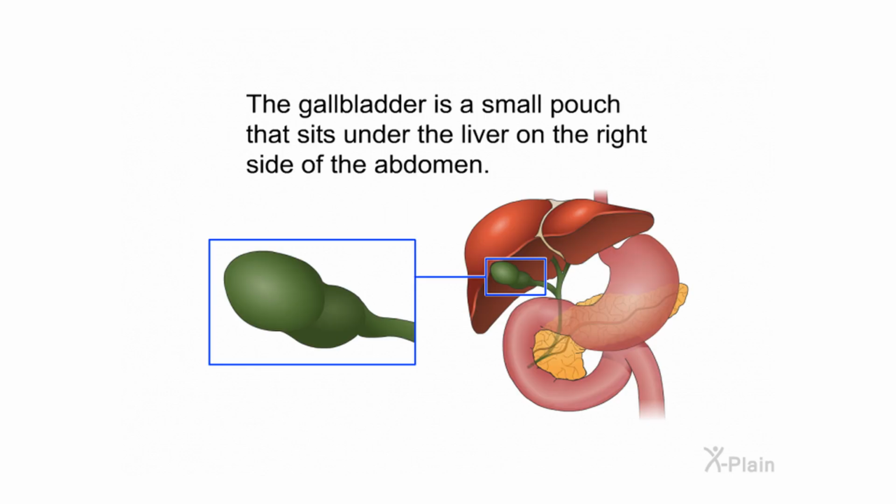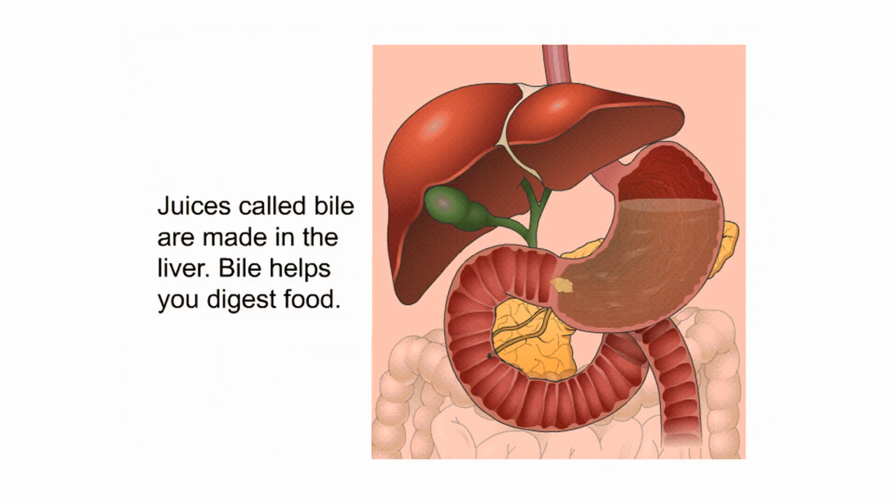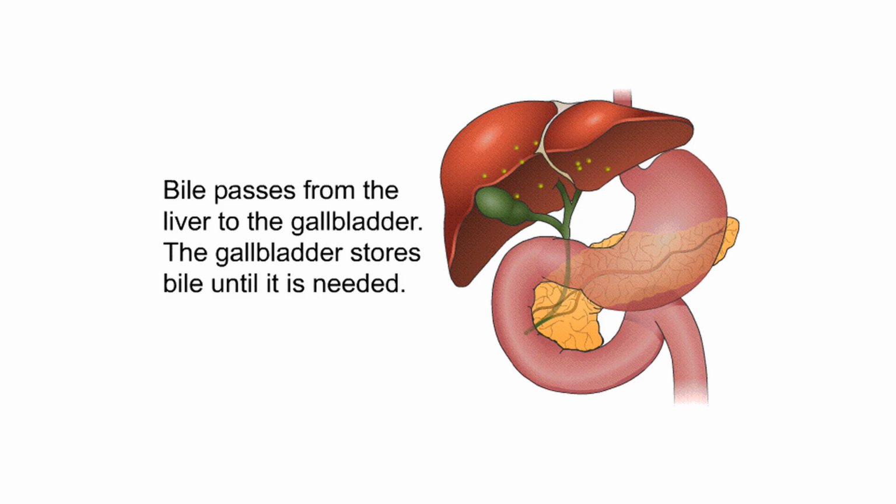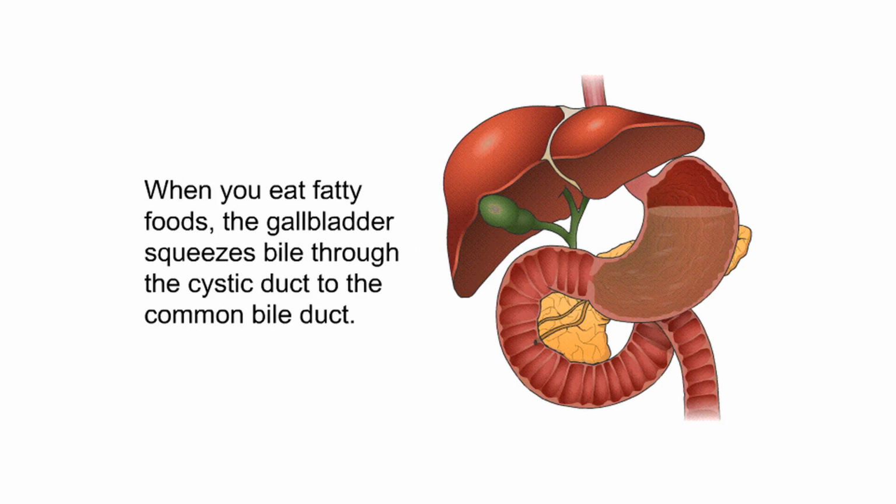Anatomy. The gallbladder is a small pouch that sits under the liver on the right side of the abdomen. Juices called bile are made in the liver. Bile helps you digest food. Bile passes from the liver to the gallbladder. The gallbladder stores bile until it is needed. When you eat fatty foods, the gallbladder squeezes bile through the cystic duct to the common bile duct.